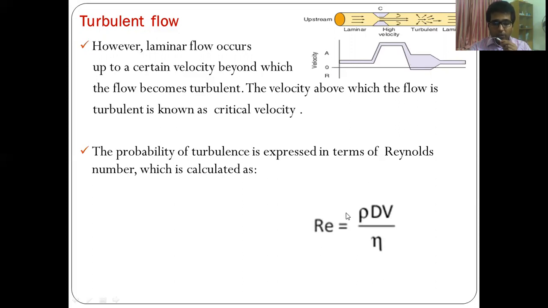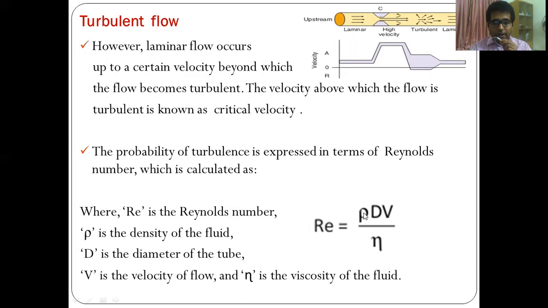is directly proportional to the density of the fluid, the diameter of the tube, and the velocity. But this Reynolds number is inversely proportional to eta, that means the viscosity. That means if the viscosity increases, this Reynolds number decreases, and the probability of turbulent flow will decrease.